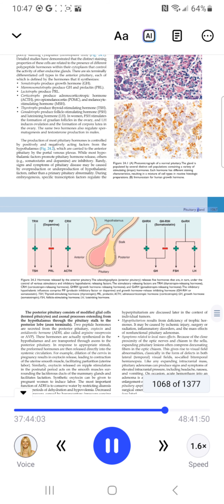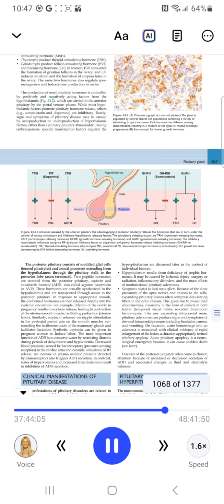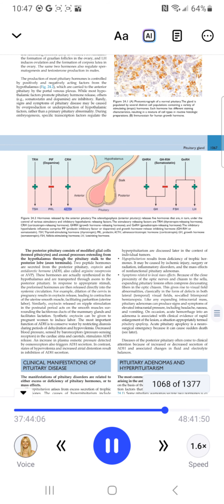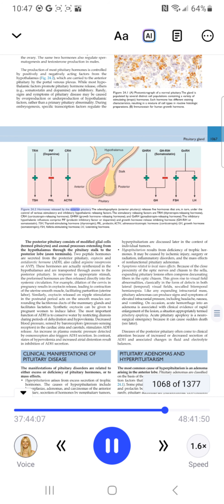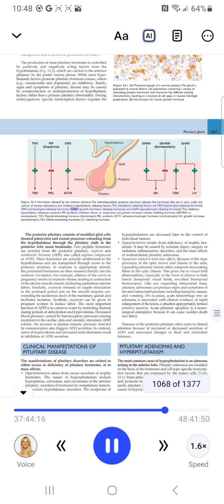Figure 24.2: Hormones released by the anterior pituitary. The adenohypophysis (anterior pituitary) releases 5 hormones that are in turn under the control of various stimulatory and inhibitory hypothalamic releasing factors. The stimulatory releasing factors are TRH (thyrotropin releasing hormone), CRH (corticotropin releasing hormone), GHRH (growth hormone releasing hormone), and GnRH (gonadotropin releasing hormone).